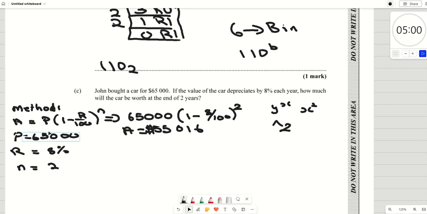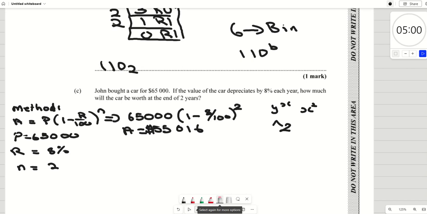Now, this is a formula that I would recommend to remember, because if you're doing compound interest, the only difference between the amount and depreciation and compound interest formula is that compound interest is principal, open bracket, 1 plus R over 100 all to the power of n. So the compound interest has a plus sign, and the depreciation has a negative sign. So I would recommend that you remember this formula, right?